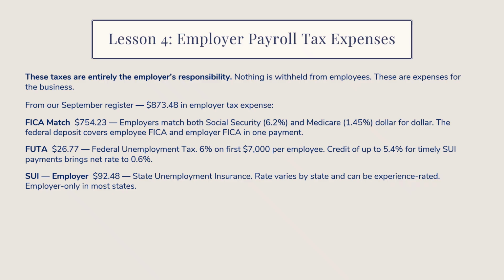SUI for the employer is $92.48. This is your state unemployment insurance. This rate also varies by state, and it can be experience rated, which means if you are an employer that has laid off a lot of people and you have a lot of people that are collecting unemployment as a result of you laying them off, you will have a higher tax rate. That's what it means when we say experience rated. So again, this is a rate that varies by state. The state will generally let you know what your rate is. And again, this is employer only in most states. There's only a small number of states that will actually charge employees a SUI tax as well.